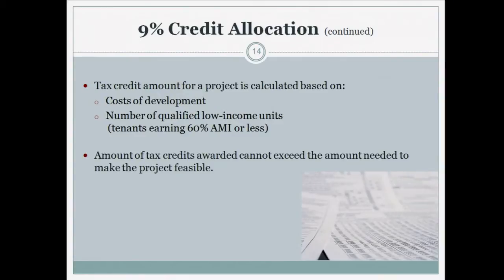The tax credit amount for a project is calculated based on, as we talked about a minute ago, the cost of the development, so however much you're spending on the actual development, and then the number of units that qualify as low income. In the tax credit program, low income is defined as 60% of the area median income or less. And the amount of tax credits awarded cannot exceed the amount needed to make the project feasible. That's just a bullet to say there's a check that's done, and it's actually a cross-check with HUD. Oftentimes people are combining HUD funds with tax credit funds. There's a program called the HOME program, and you can't over-subsidize your project. You just need to be aware that there's a check that's done there.